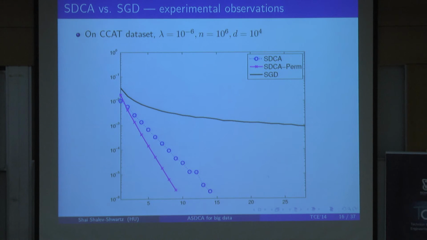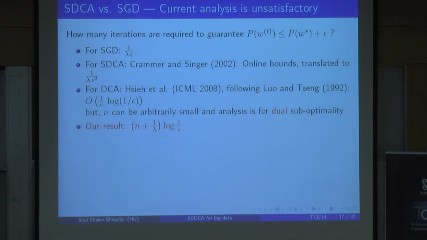There are another two variants here. In one we choose dual coordinates with repetitions, and in the other without repetitions. So this is the only difference. Okay, so we see that this algorithm works very nicely in practice.